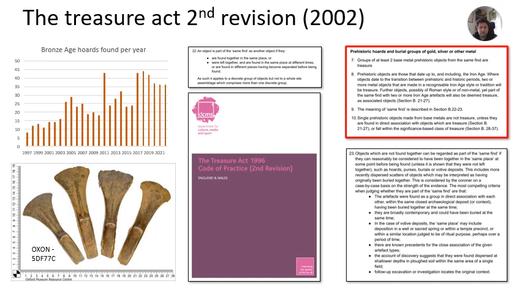previously. So you might be thinking at this point, okay, so we've got the Treasure Act, it's kind of defining what hoards are. What's the problem? Well, that's what I'm going to show you with these next two case studies.